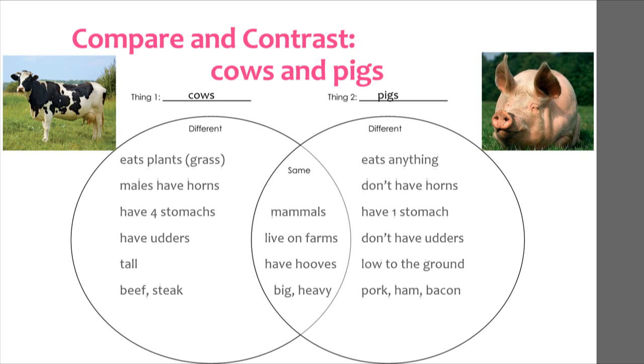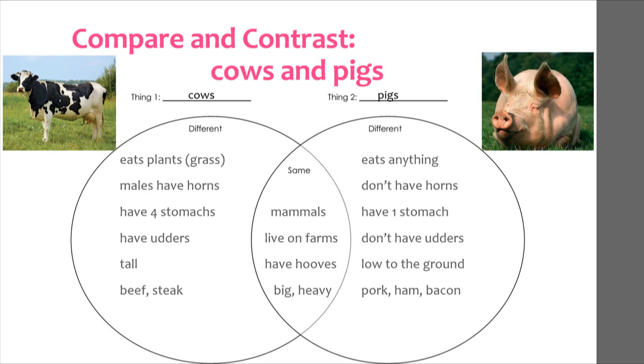So I have some examples written down here, and you can see the similarities in the middle. Both cows and pigs are mammals. They both live on farms. They both have hooves, and they're both big and heavy animals.